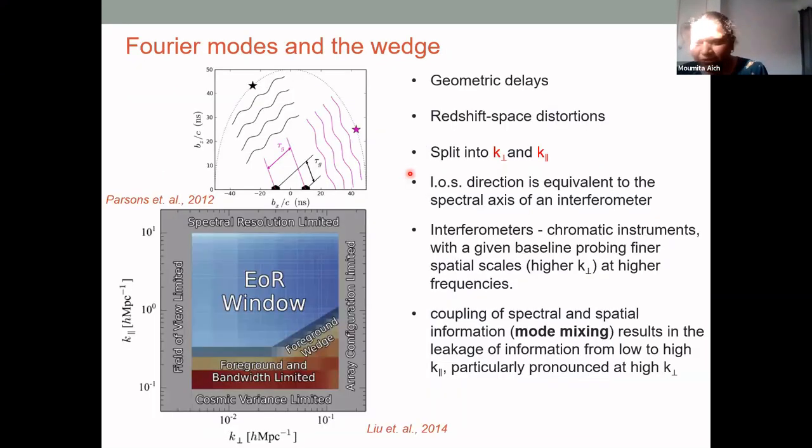Right. When we talk about intensity mapping, we need to talk about the Fourier modes. We split the k-space into k perpendicular and k parallel. When we are looking at interferometers, I'm not going to talk in detail about this, but you have an EOR window where the signal is high. But because interferometers are chromatic instruments with a given baseline, you've got this foreground wedge, which we need to eliminate or basically avoid to get a good signal.